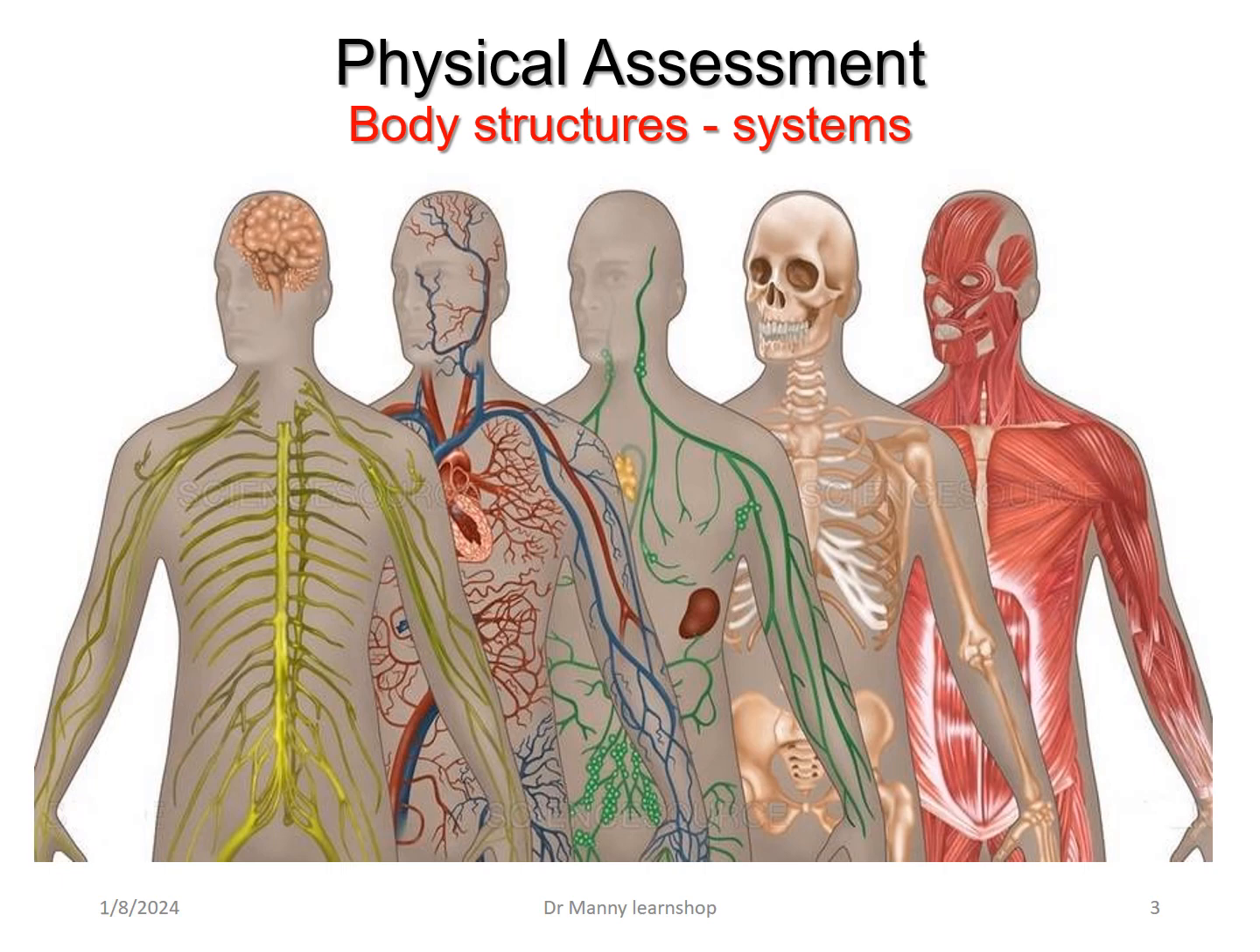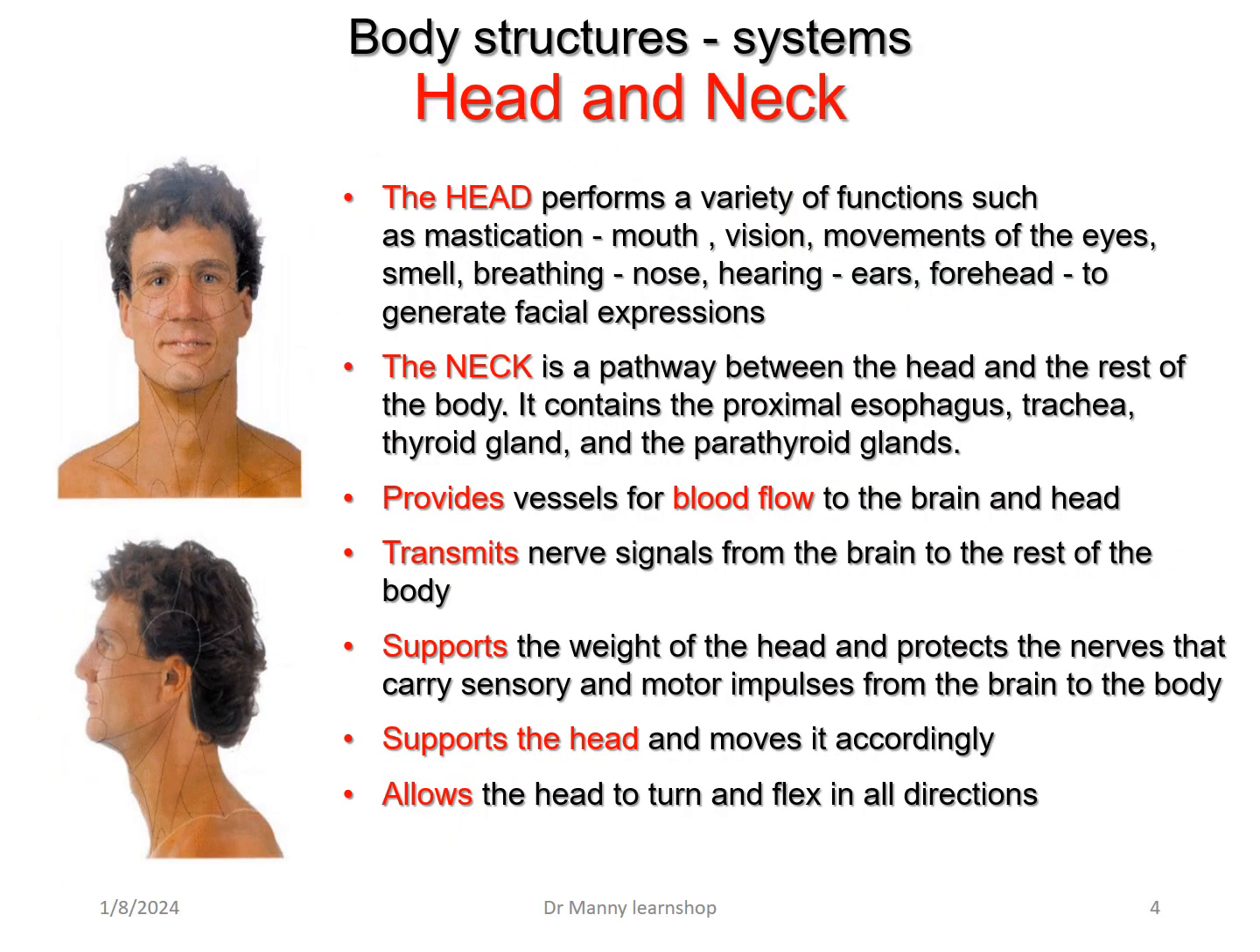So when it comes to the physical assessment, when we look at the head and neck, it's important to remember that the head performs a variety of functions such as chewing, mastication with the mouth, vision, which has to do with movements of the eyes, smell, breathing, the nose, the ears, hearing, and the forehead generates facial expressions. The neck is the pathway between the head and the rest of the body, and it contains the proximal esophagus, the trachea, the thyroid gland, and the parathyroids.